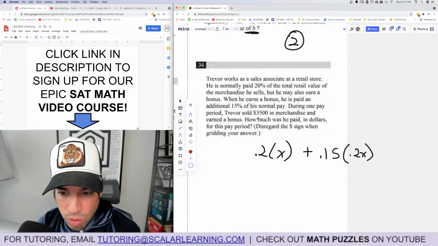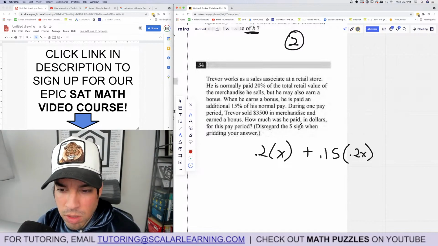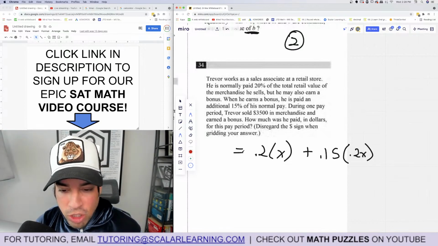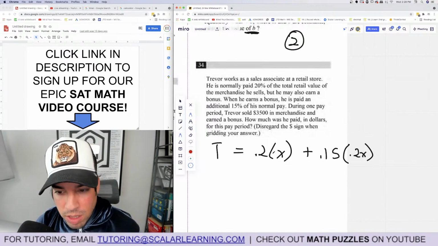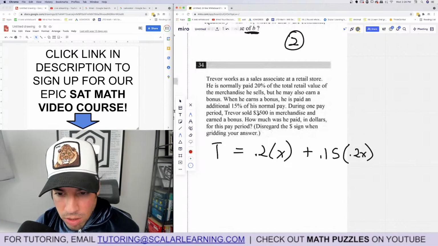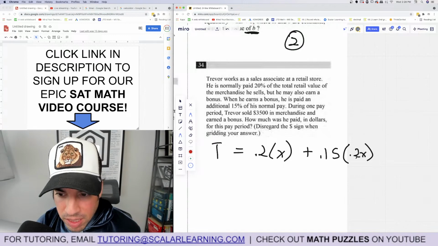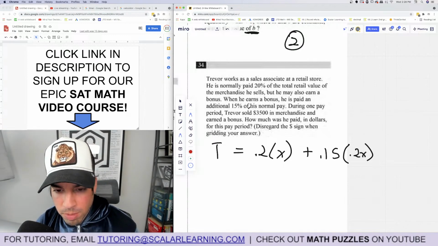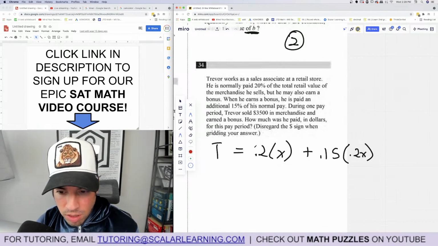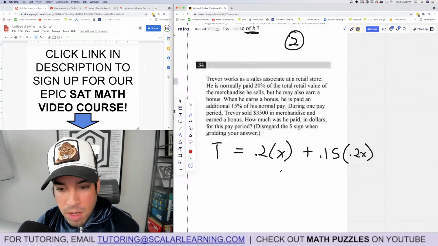During one period, he sold over 3,500 in merchandise and earned a bonus. How much was he paid in dollars? Okay, cool. So this is how much Trevor makes. I've written it out, where he gets a bonus. So it's 20% of the total sales plus, to make sure I didn't misunderstand, 15% of his normal pay. So this is his normal pay, and that's 15% of it. Okay, so I can just plug in.